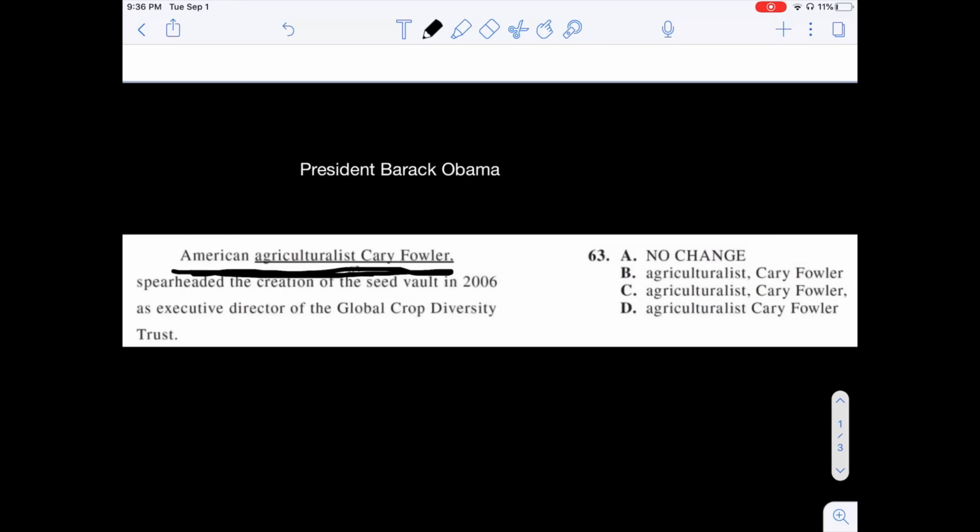So this whole thing, they try to confuse students by making it super long, but the thing to keep in mind is that it's its own noun. Like if I just replace this whole thing with just the first name Carrie, that's equally as valid. But now if I read it, it's so much clearer that you don't need the comma. "Carrie spearheaded the creation of the seed vault in 2006" versus "American agriculturalist Carrie Fowler spearheaded," blah, blah, blah. So you actually don't need the comma with a title such as what we have here. So the correct answer in this case is D.